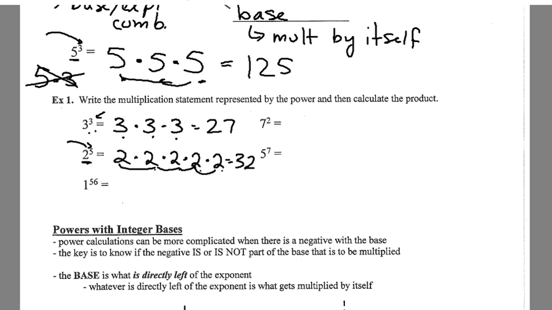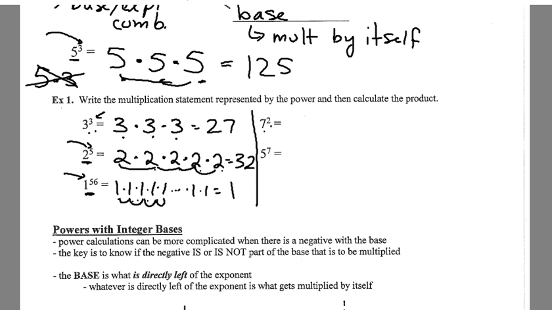1 to the 56. Love this question. So many people think it's going to be a 56, but it's not, because we have 1 times 1 times 1 times 1. The base is 1. That's what's being multiplied over and over. We need it 56 times. Well, I'm not going to do it 56 times, because if I go 1 times 1, it's 1. Times 1 is 1. Times 1 is 1. Times 1 is 1. So it's just a 1. So careful with something like that.